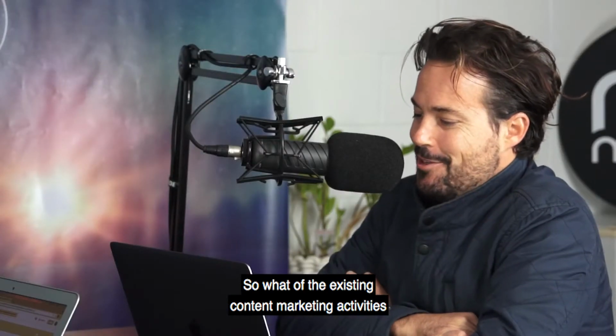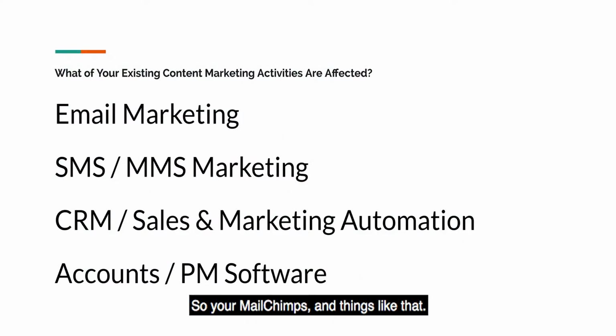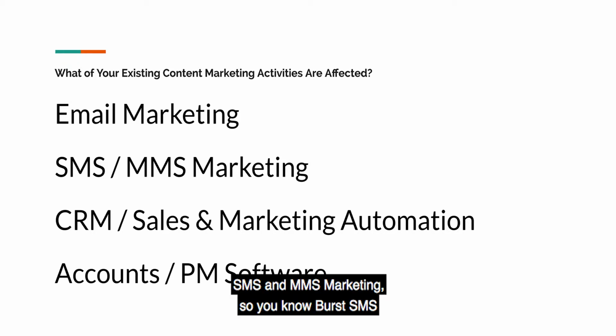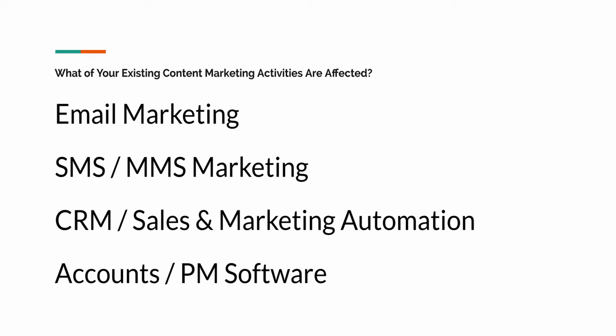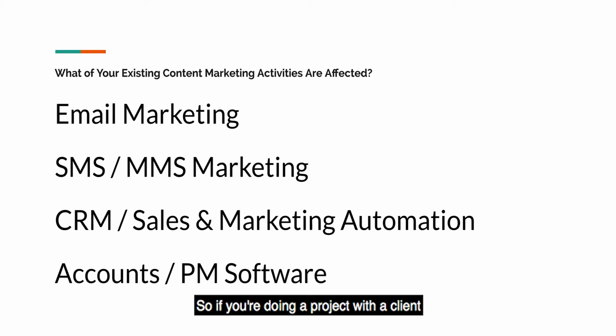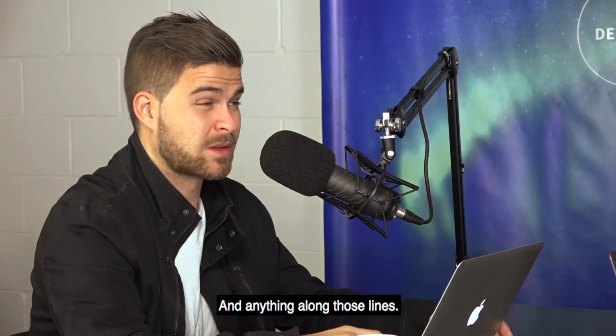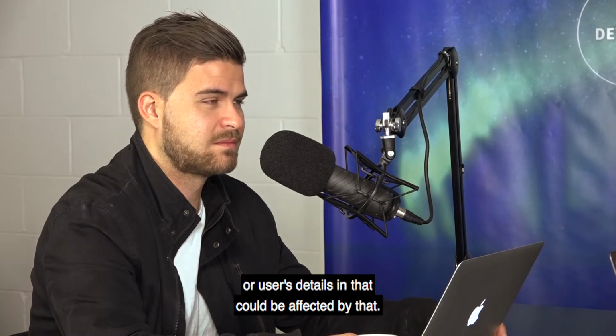So which of the existing content marketing activities are most affected? For one, email marketing, so your MailChimps and things like that. SMS and MMS marketing, so Burst SMS and whatever you'd be using to do SMS blasts. CRM is a big one there, so Infusionsoft, Salesforce, ActiveCampaign, and then any sort of accounting or project management software that might have someone's details in there. If you're doing a project with a client, obviously their details are in there. And anything that you might have a client or user's details in that could be affected by that.